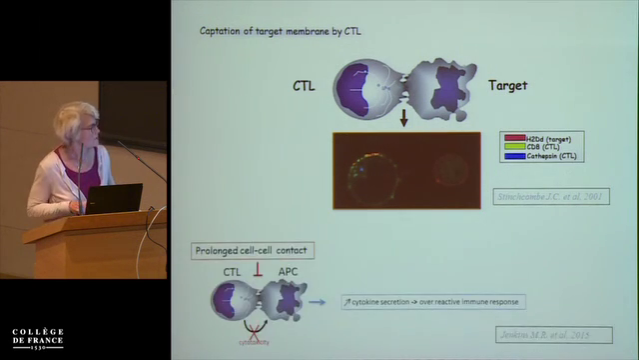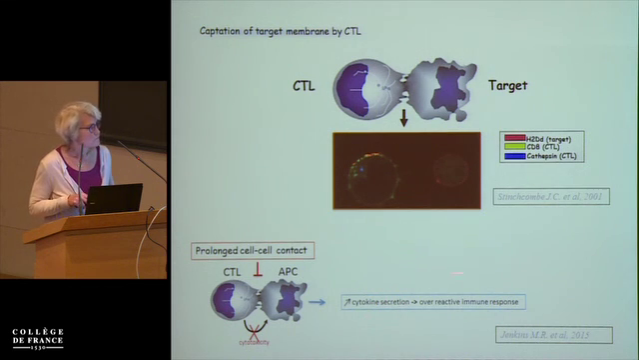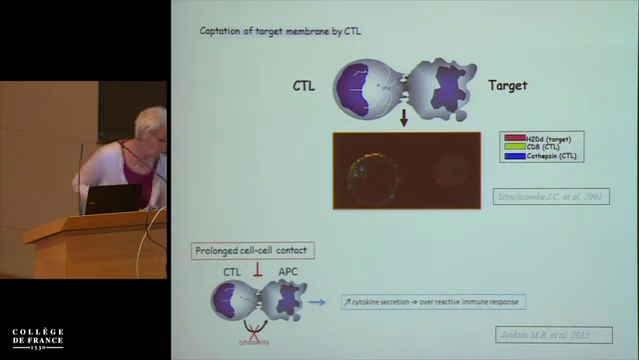Recently, it was also shown that when this conjugate is formed between cytotoxic cells and antigen-presenting cells in the absence of cytotoxicity, the cell-cell contact is prolonged, and this induces an increased stimulation and secretion of cytokines by cytotoxic cells, which also may participate in this overreactive immune response.